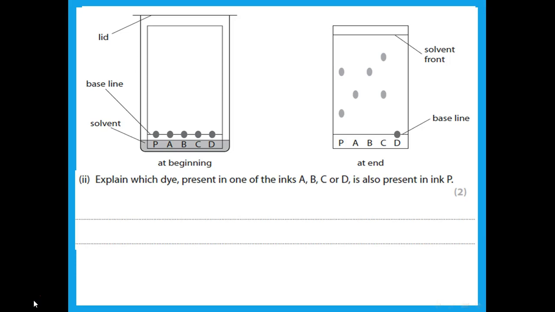Explain which dye present in one of the inks is also present in ink P. So we look at the chromatogram at the end. Which one, A, B, C, D, has something that is also present in P? Of course, it's B. And remember, it says explain which dye, and it has 2 marks. So you don't just say B and that's it. You have to explain why you choose B, and that is because it has a spot the same height as a spot in P.